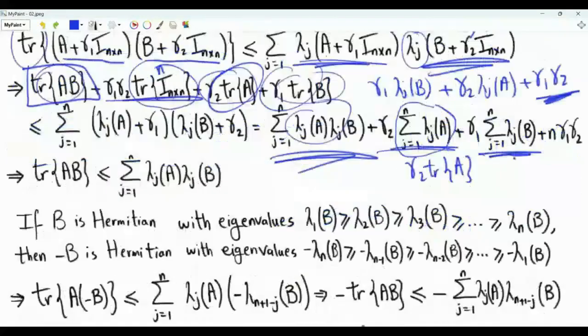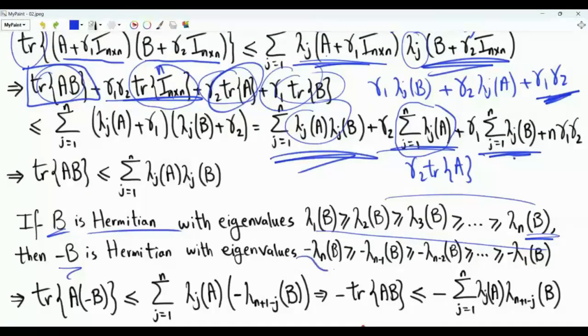To derive the lower bound, here is the trick. If matrix B is a Hermitian matrix, and these are its eigenvalues, lambda 1 of B greater than or equal to lambda 2 of B all the way to lambda n of B, minus B is also a Hermitian matrix. The eigenvalues of minus B are minus lambda 1, minus lambda 2, minus lambda 3. And if we arrange these in a non-ascending order, then we have minus lambda n of B is greater than or equal to minus lambda n minus 1 of B. And the maximum eigenvalue of minus B is minus lambda n of B, and the minimum eigenvalue of minus B is minus lambda 1 of B, minus the maximum eigenvalue of B.